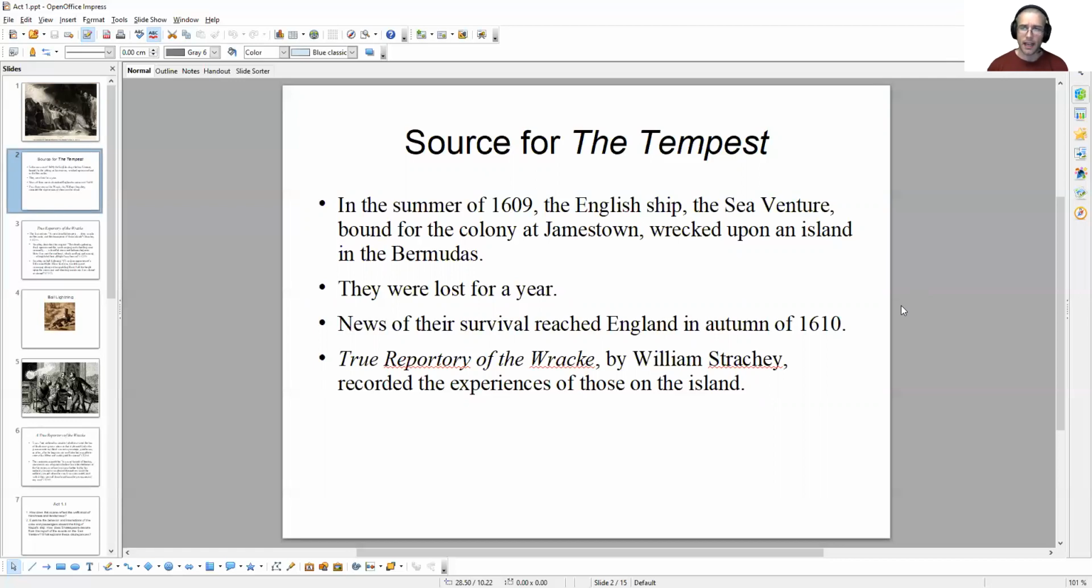Shakespeare read this account and drew from it inspiration that served as the groundwork, or the basis, for some of the major plot points in this work, and also some of the thematic underpinnings that we'll be exploring. And through this first section of today's video, we're going to be looking at some of those issues.